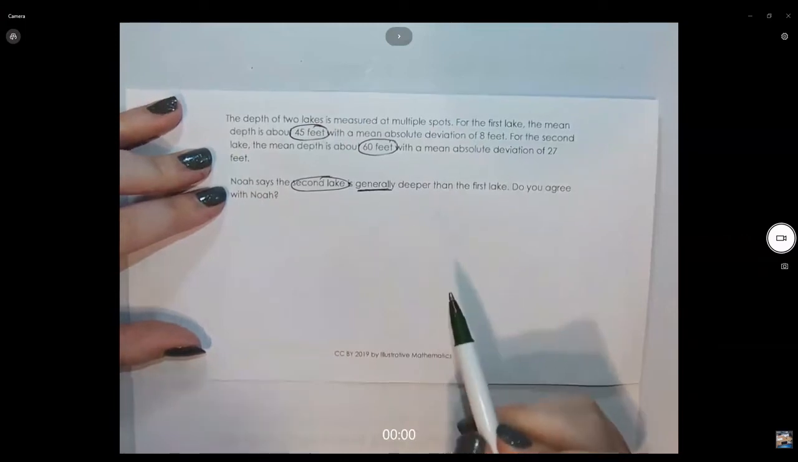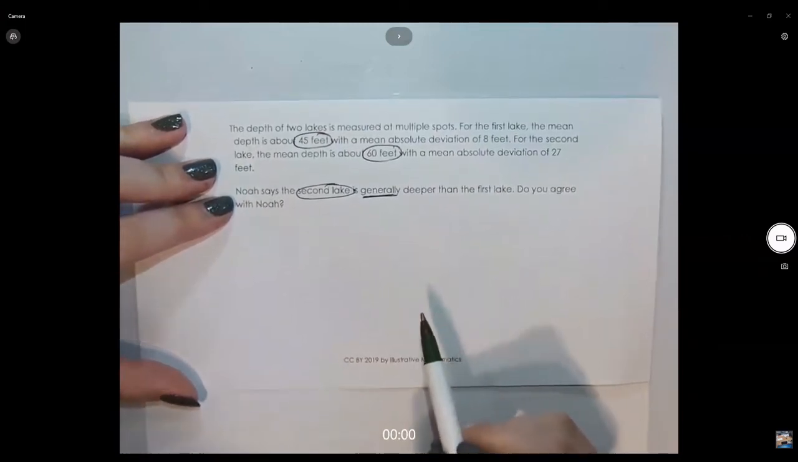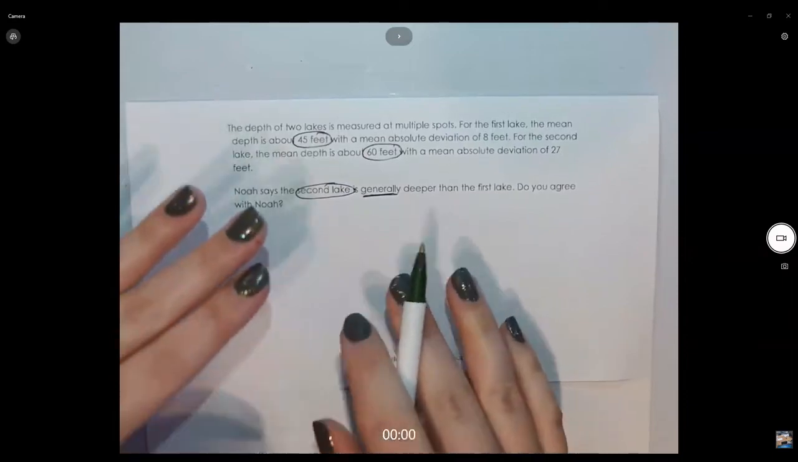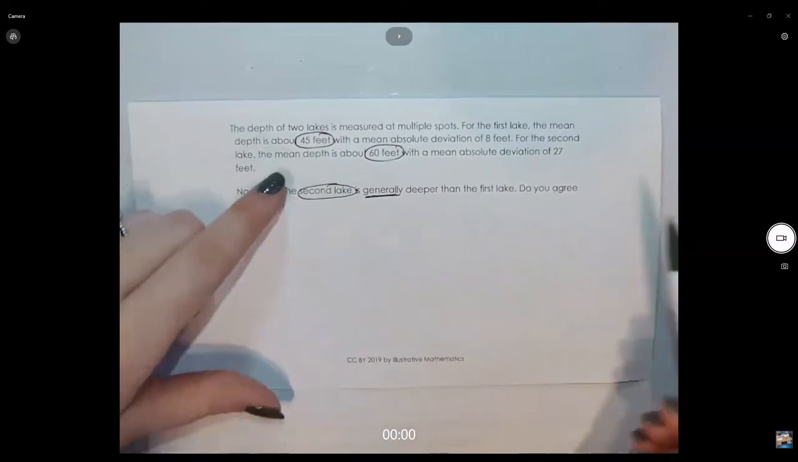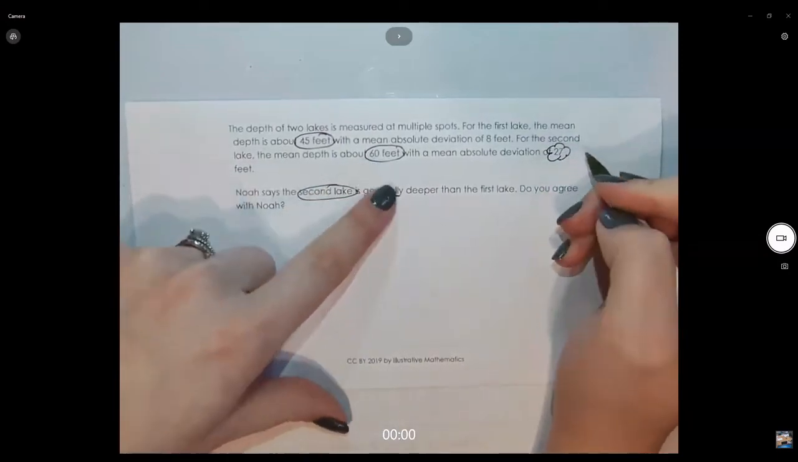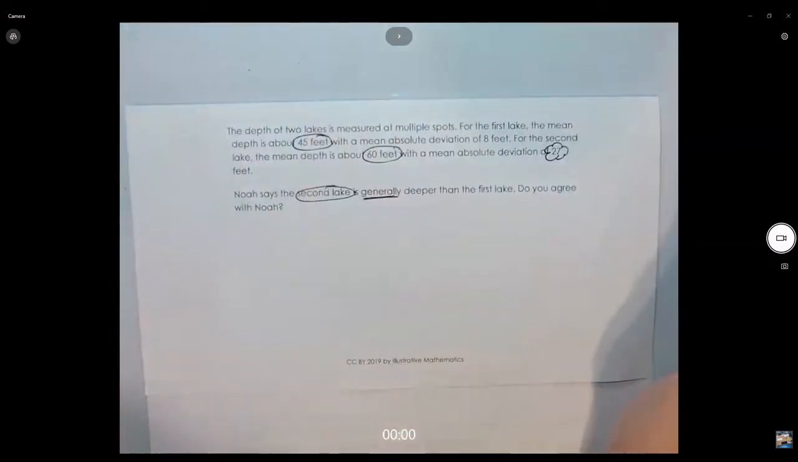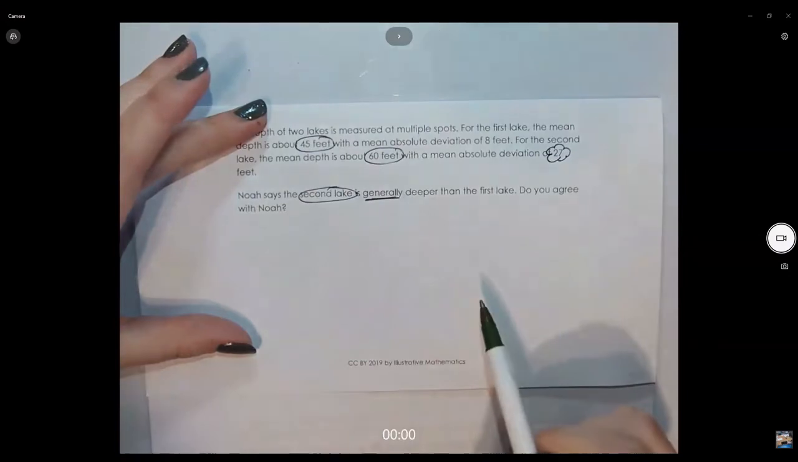However, if you look at the mean absolute deviation, the greater mean absolute deviation means that there are some parts that would be shallow while there are other parts that would be deep. So we see that this one has a larger mean absolute deviation also, which means that it's not going to be as consistent. But if all we care about is generally deeper, we could say the second lake.